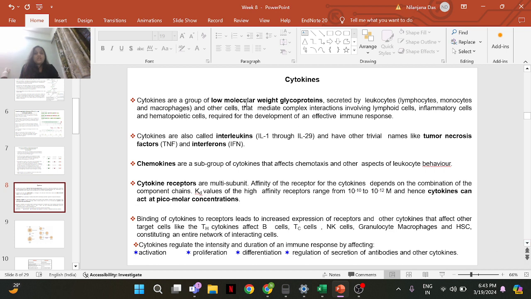So cytokines are a group of low molecular weight glycoproteins which are secreted by leukocytes, that is, lymphocytes, monocytes, macrophages, and other cells, and they mediate complex interaction involving lymphoid cells, inflammatory cells, hematopoietic stem cells, which is required for the development of an effective immune response. So they are very small molecules, secreted mainly by the macrophages, lymphocytes, monocytes, and they have different kinds of functions in mediating the immune response.